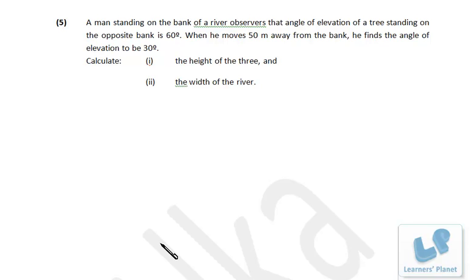A man standing on the bank of a river observes that the angle of elevation of a tree standing on the opposite bank is 60 degree. When he moves 50 meter away from the bank, he finds the angle of elevation to be 30 degree, right? So first of all, let's draw the diagram.